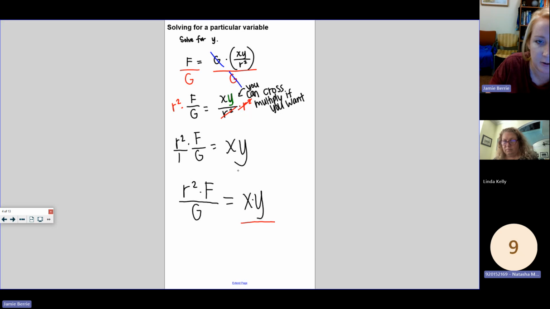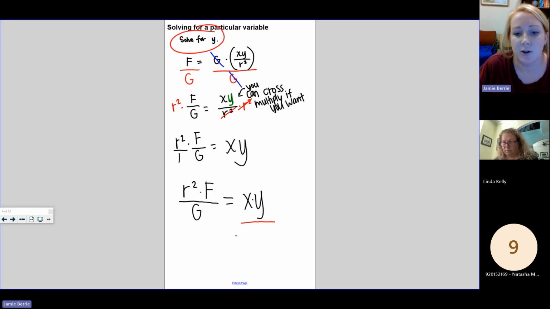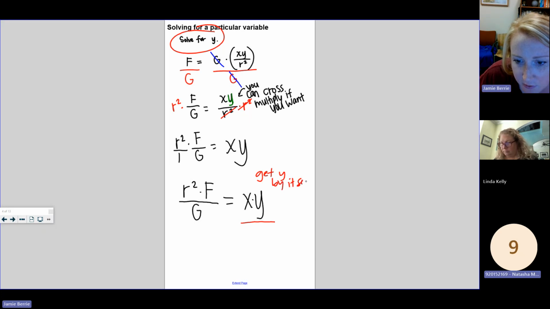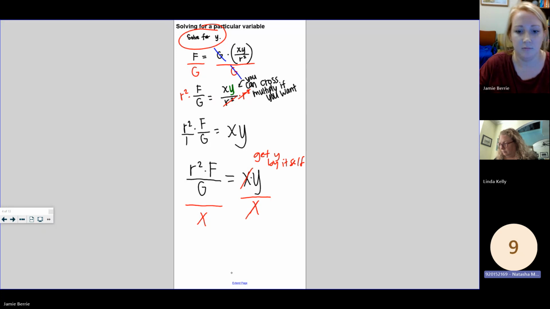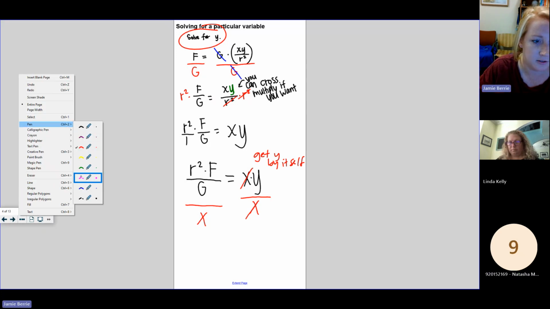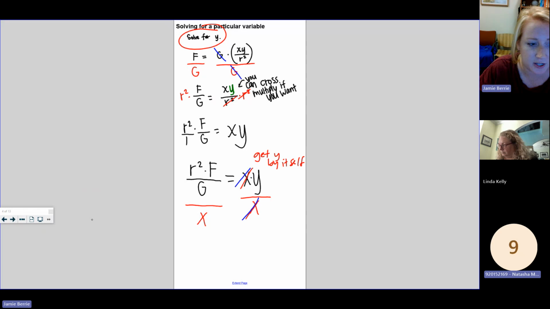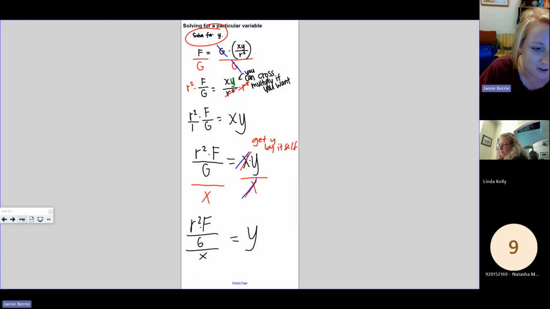We're asked to solve for y, so I'm trying to get y by itself. So I'm going to divide both sides by x to get rid of that x. Cancel, cancel. That just canceled out. So then I have r squared times f over g over x equals y. Now, this is like the big fraction, so maybe I'll try to make this one bigger.